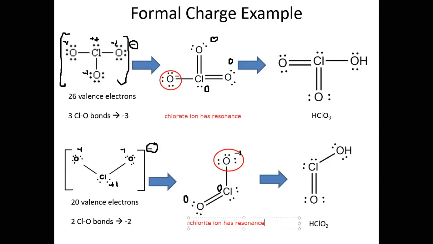Very important to remember this, because the question could be, which one of these species has resonance? And if you don't remember that the oxoanions for sulfur, phosphorus, iodine, chlorine, and bromine observe the formal charge structures and have resonance, you may get that question wrong.